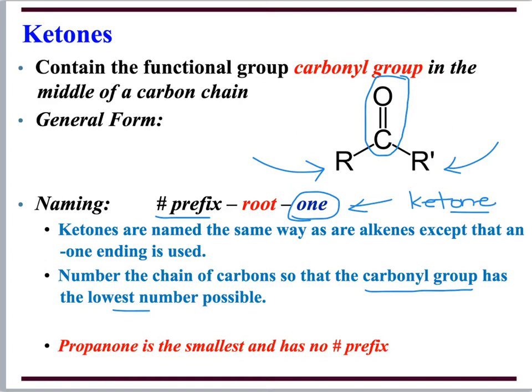So that means you don't need a number prefix. When you have three carbons and it's a ketone, we never have to put the prefix. If we didn't put it on the middle carbon, it would turn into an aldehyde because it would be on either end. Important to note, propanone is the smallest ketone you can ever have. I can't have a methanone or an ethanone because there's no middle carbon in that case. They would become aldehydes.